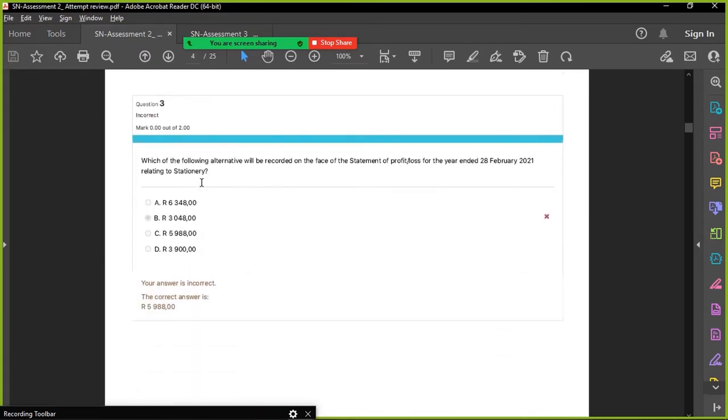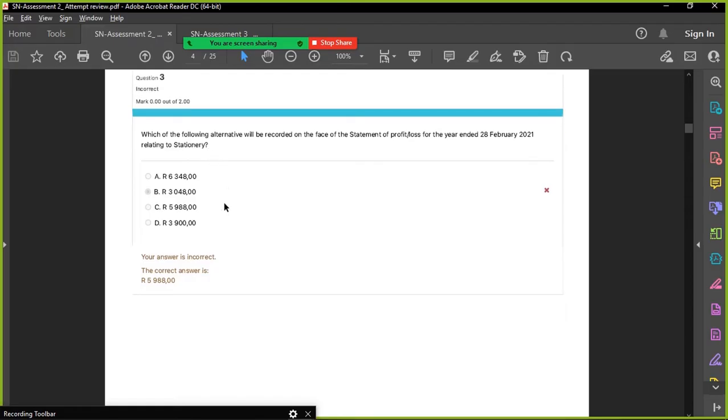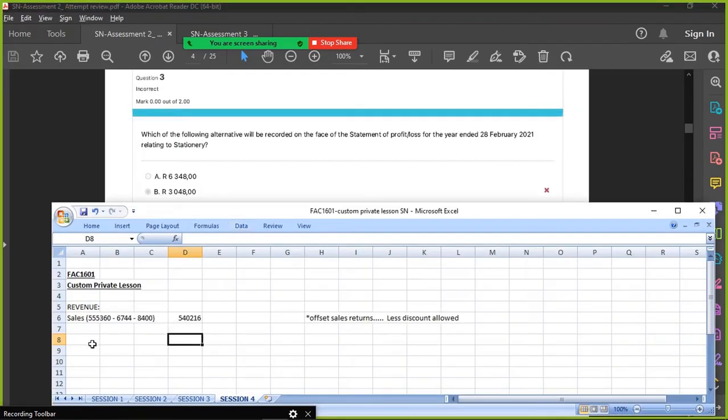3 was incorrect. So 3 says, which of the following alternatives will be recorded on the face of the profit and loss relating to stationery? So this is an adjustment. This is a stationery on hand adjustment. Let me just put a Q for question. Let's just go Q1. And then what is this one? Q3. All right, so stationery.